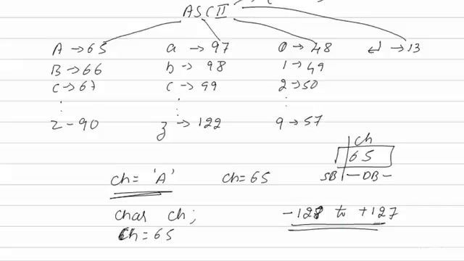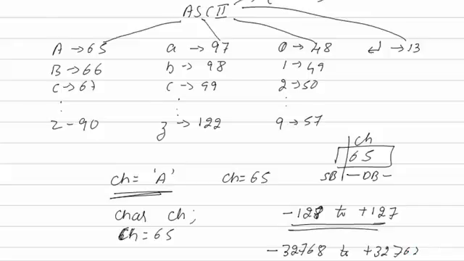Any arithmetic operation you perform on an integer can also be performed on a character. The only difference between character and integer is that character will occupy 1 byte, whereas integer will occupy 2 bytes. That is the only difference. Character value ranges from minus 128 to plus 127, whereas integer value ranges from minus 32,768 to plus 32,767. That is the main difference between char and int.